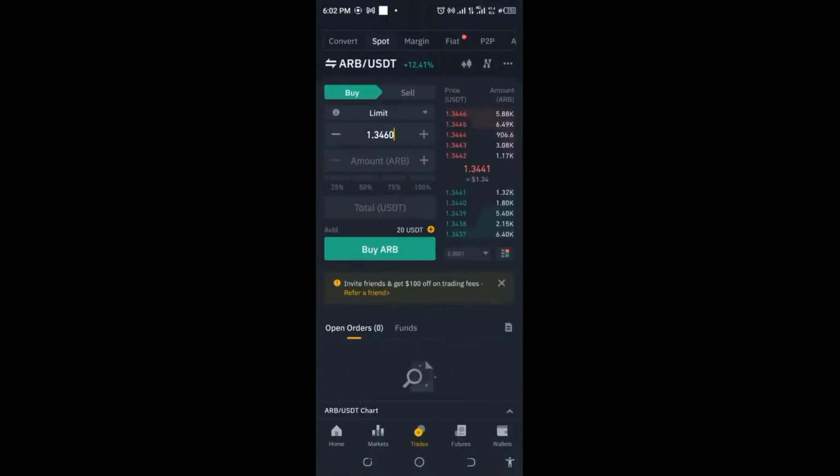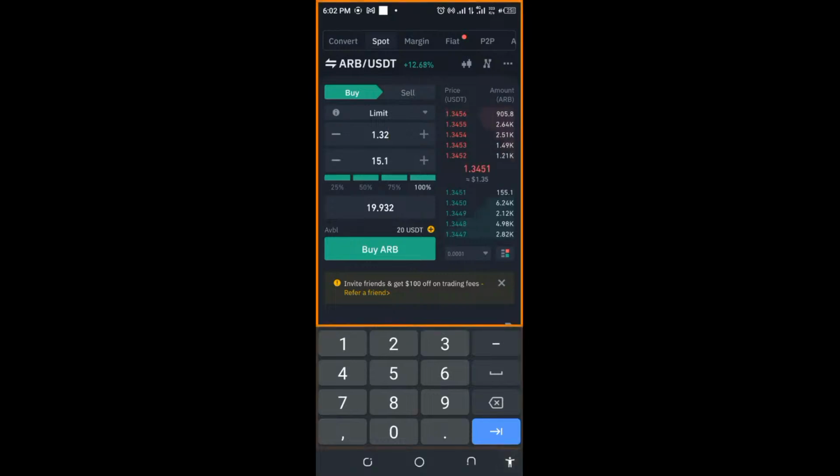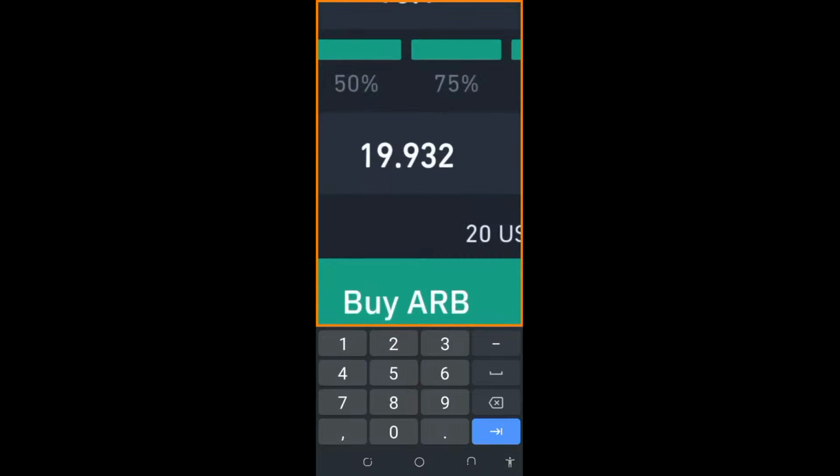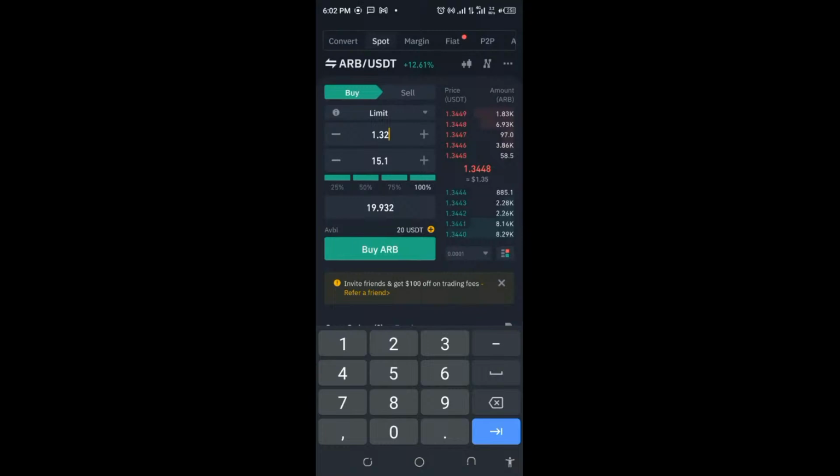Let's do a quick simulation. Currently the price is at 1.34. I'm going to take this down to 3.2, right? And then I would pick up the entire 100. Well, it's not picking up everything though. It's just picking up 19.93, but that's fine. So we're just going to do this and copy what we have here.